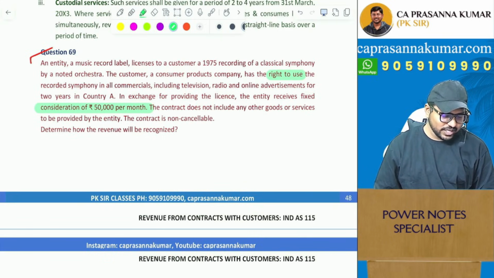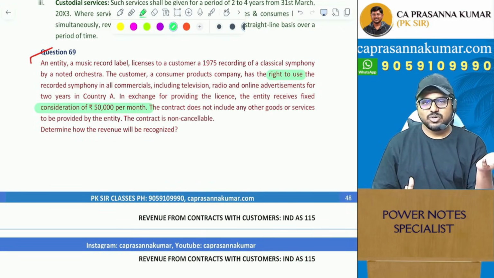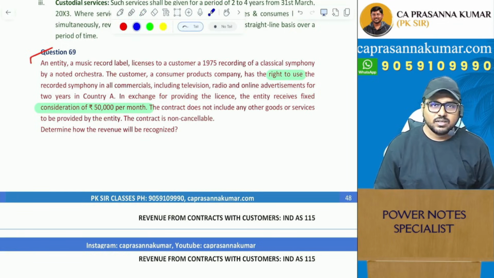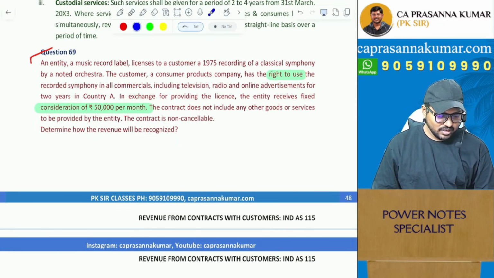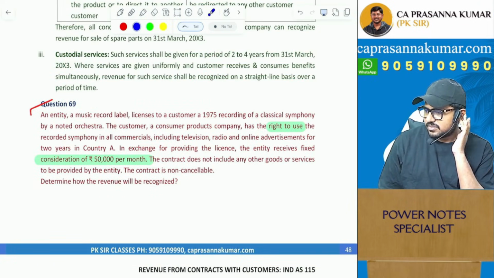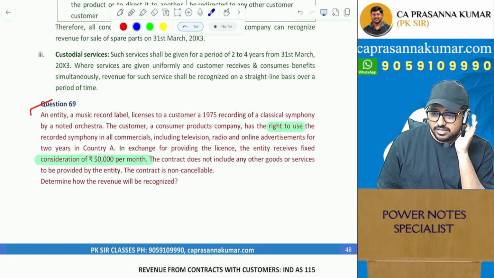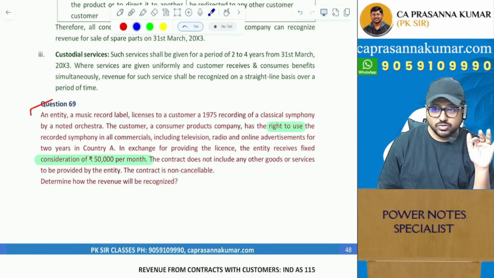So now tell me how to recognize. First, is transfer of control happening over a period of time or at a point of time? At a point of time only, because the license is given for that particular symphony. Which means the PO is satisfied at a point of time, so can I recognize the revenue at the beginning itself? Yes. Then how much do I need to recognize? That's the biggest question. Is revenue recognized upfront at the beginning itself or over a period of time? At the beginning itself.